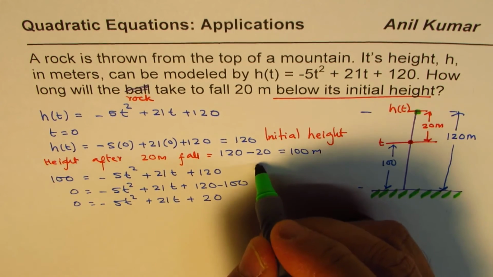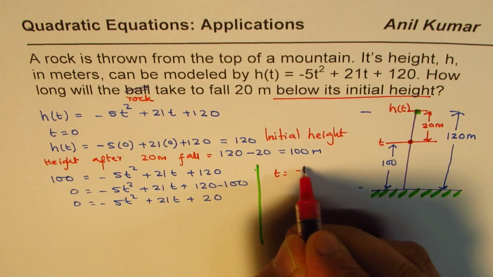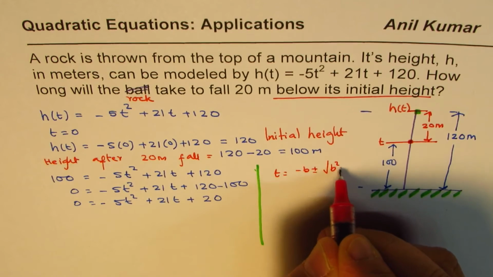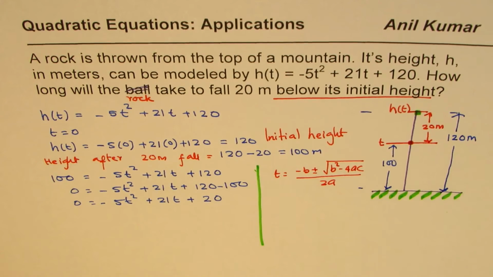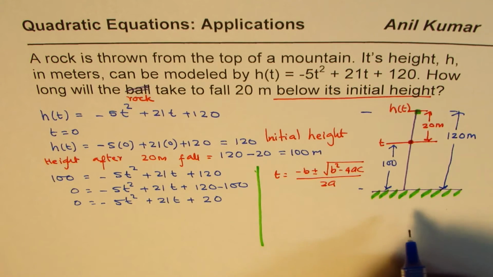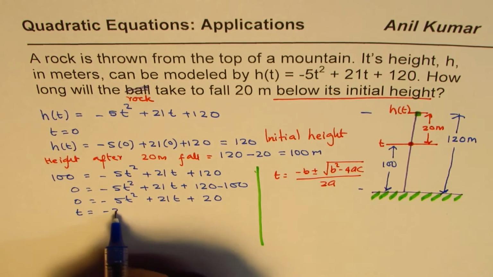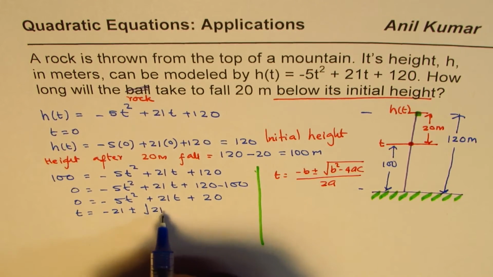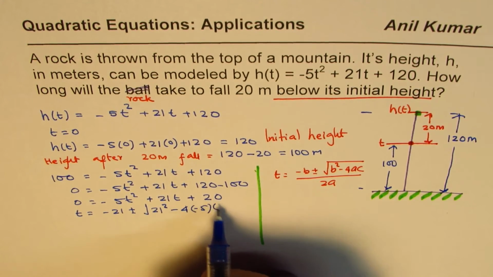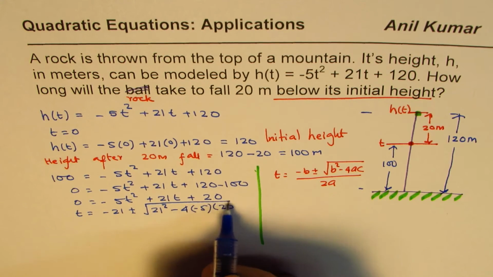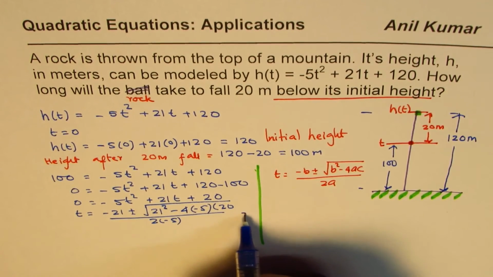So let me write down this quadratic formula here, which is, we could write t as equals minus b plus minus square root of b square minus 4ac over 2a. So that's the formula I'm going to use now, right? So what we have here is t equals minus b, which means minus 21, plus minus square root of 21 square minus 4 times a, which is minus 5, times c, which is 20. Is it okay? All of that divided by 2 times minus 5. That's it. So that's the formula.